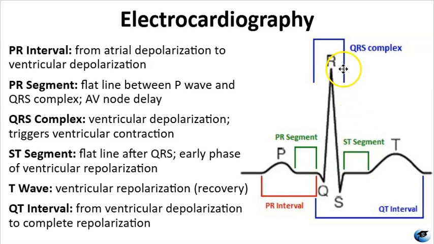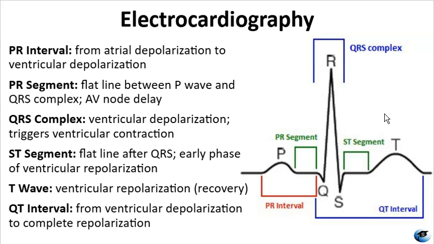contracting. The QRS complex marks ventricular depolarization, triggering the ventricles to contract and pump blood. The ST segment is the flat line following the QRS complex and represents the early phase of ventricular repolarization. This is basically when the ventricles start to recover. And then the T wave shows the ventricular repolarization or recovery, preparing the ventricles for the next heartbeat. And then finally, the QT interval spans from the beginning of ventricular depolarization to the end of ventricular repolarization, indicating the total time the ventricles take to contract and then recover.